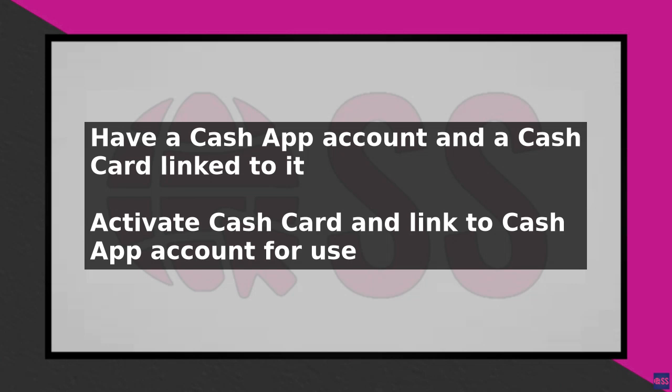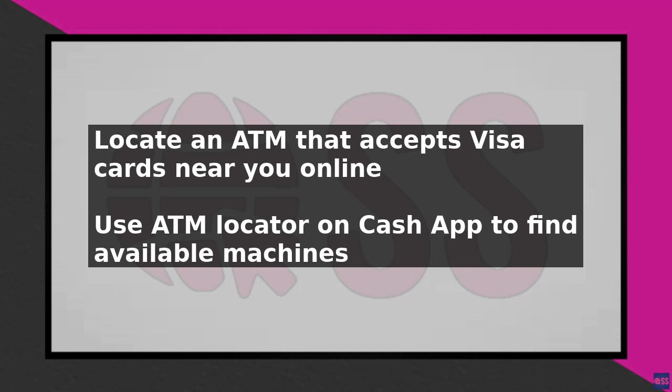Next, locate an ATM that accepts Visa cards. As the Cash Card is a Visa debit card, you can find ATMs near you by using the ATM locator on the Cash App or by searching online.